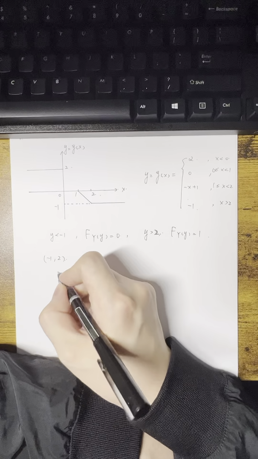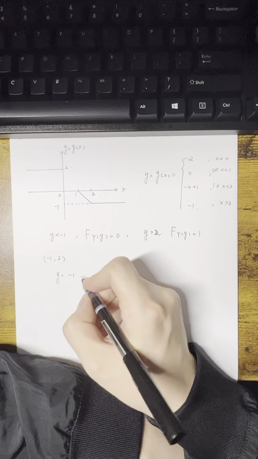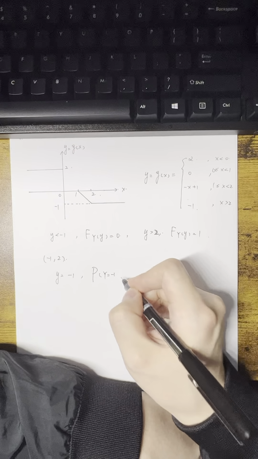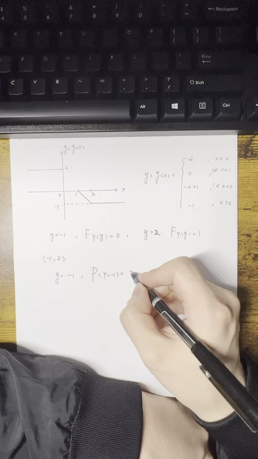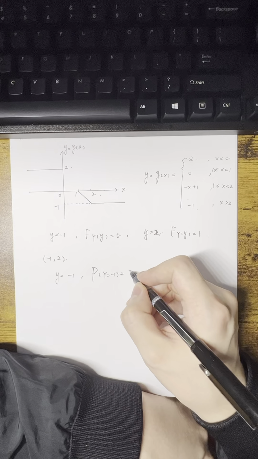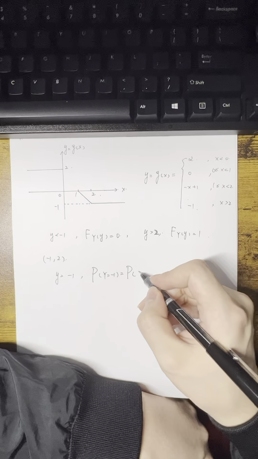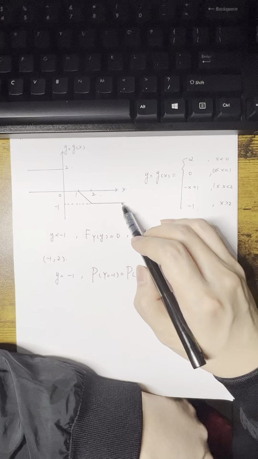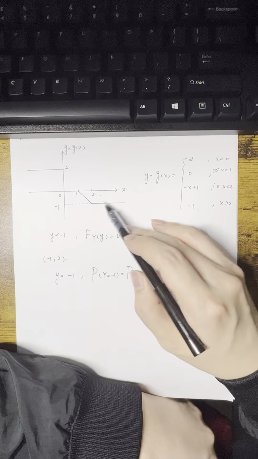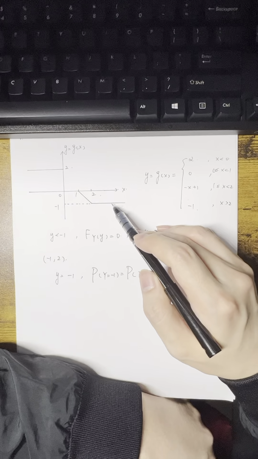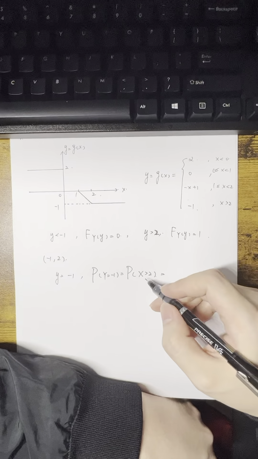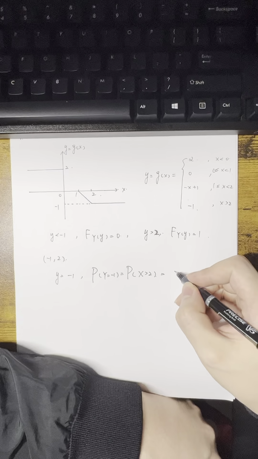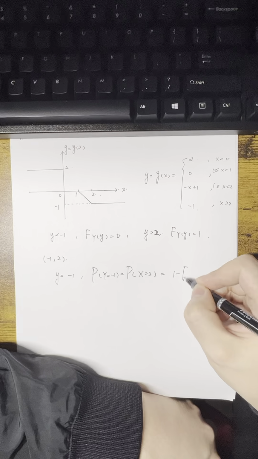When Y is equal to minus 1, the probability that Y equals minus 1 is equal to the probability that X is greater than 2, right? When X is greater than 2, Y equals minus 1. So we could represent this as 1 minus F_X(2).